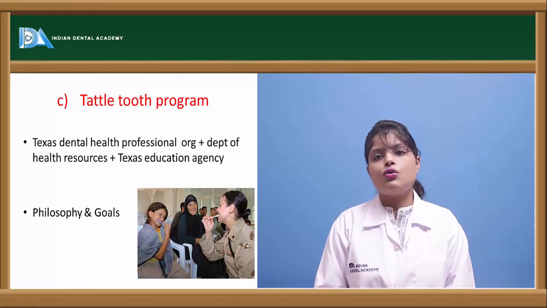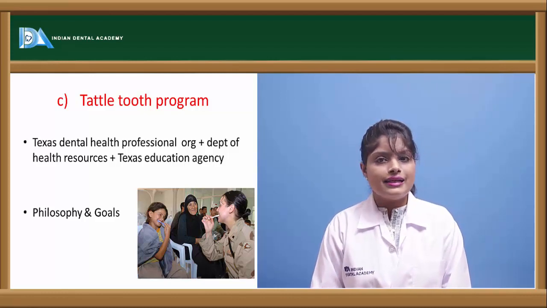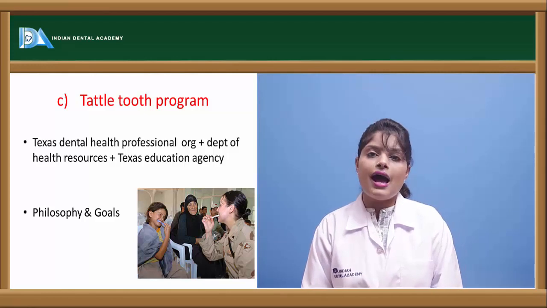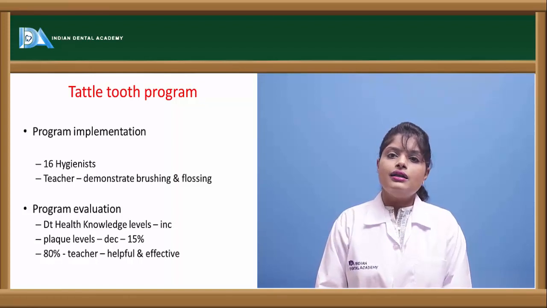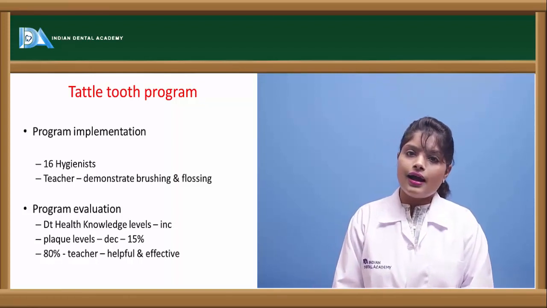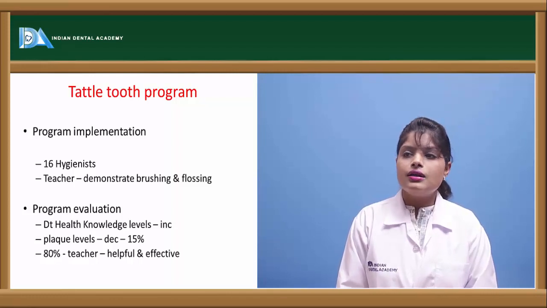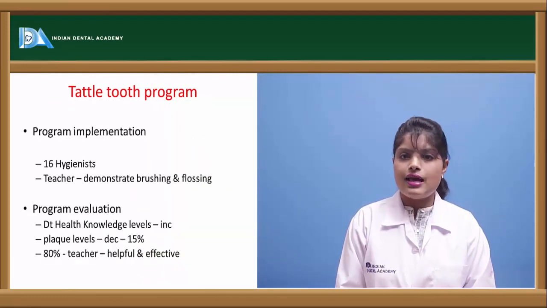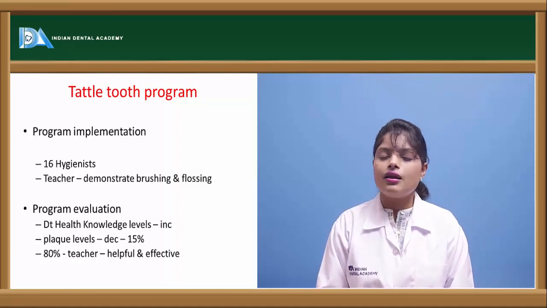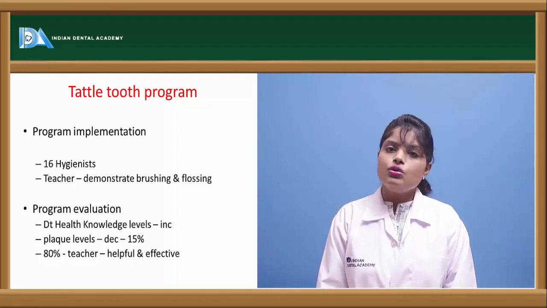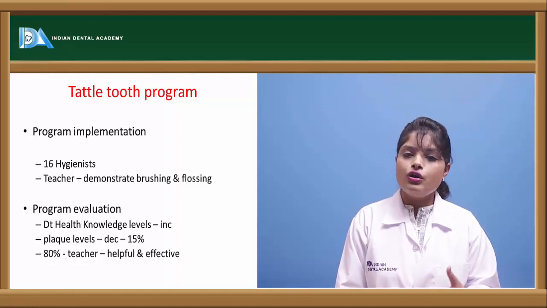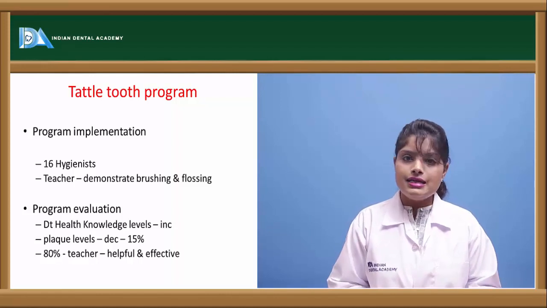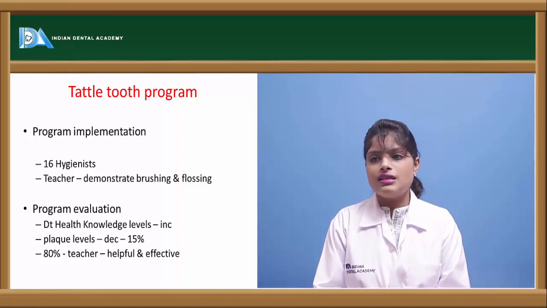The main role is to prevent the occurrence of dental caries and maintain proper oral hygiene in children. The program implementation is done by a team of 16 hygienists, the Texas Oral Health Organization, the Texas Education Agency, the elementary school teachers, and even the children are involved. The teacher demonstrates the brushing and flossing procedure to the children in groups, and with the help of some audio visual aids, the children easily learn or grasp these procedures.